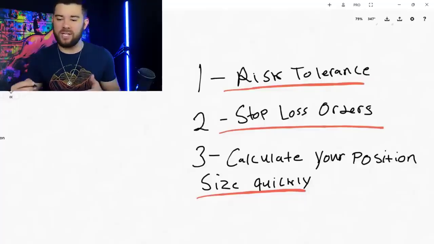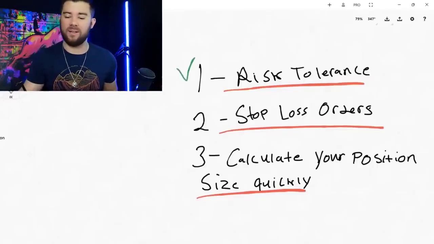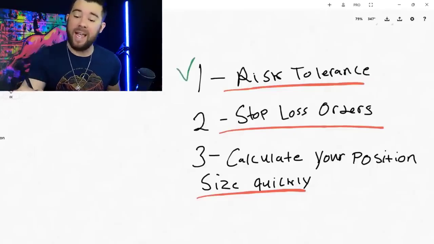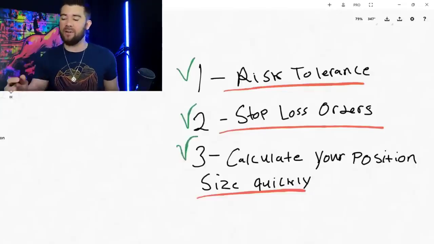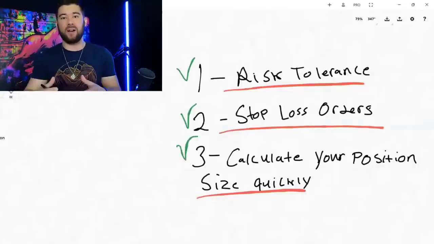Now, a lot of traders tend to think that risk management is some super complicated subject, when in reality, you only need to know 3 things in order to master risk management. Number 1, you need to understand your own risk tolerance. Number 2, you need to understand and implement stop loss orders. And number 3, you need to understand how to calculate your position size very quickly.